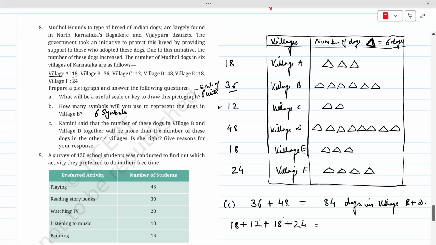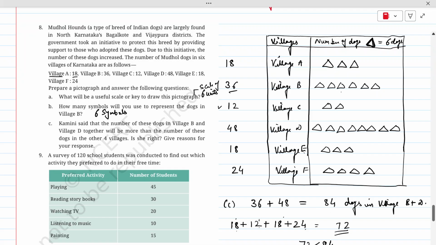What will we get here? This is 8 plus 2 is 10, 18. 18 plus 4 is 22, right? Then 2 plus 2, 4, 5, 6, 7. This will give us 72. And certainly this 72 is less than 84. So what Kamini is saying is true.